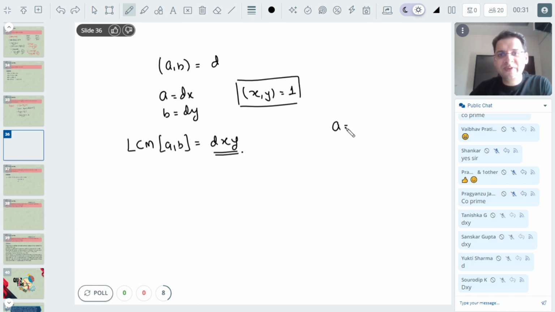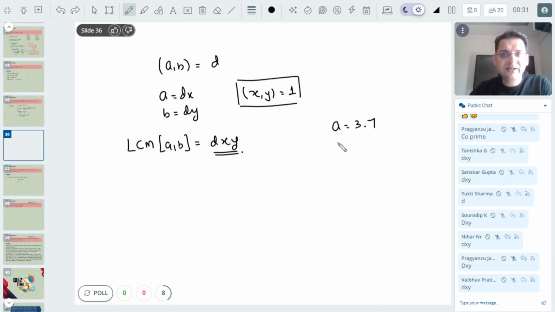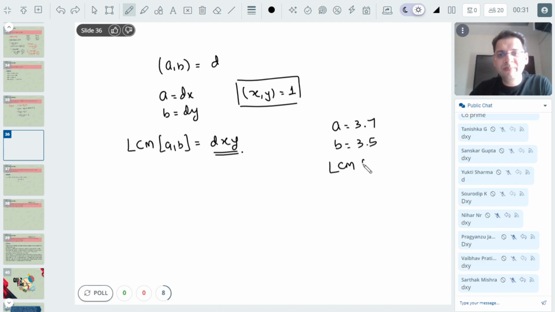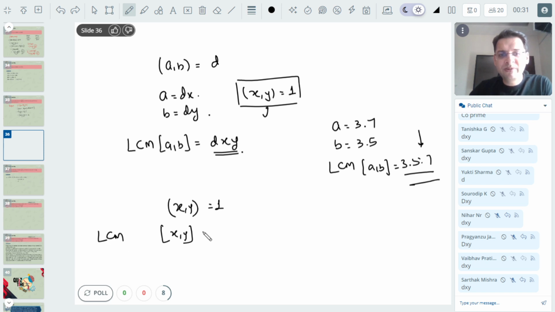Right, see, if one number is 3 into 7, the other number is 3 into 5, then LCM of A and B is going to be 3 into 5 into 7. So 3 common and 5 into 7, because x and y are co-prime. So if two numbers x and y have a GCD of 1, then LCM of x and y is going to be x into y. Is it clear, everyone?